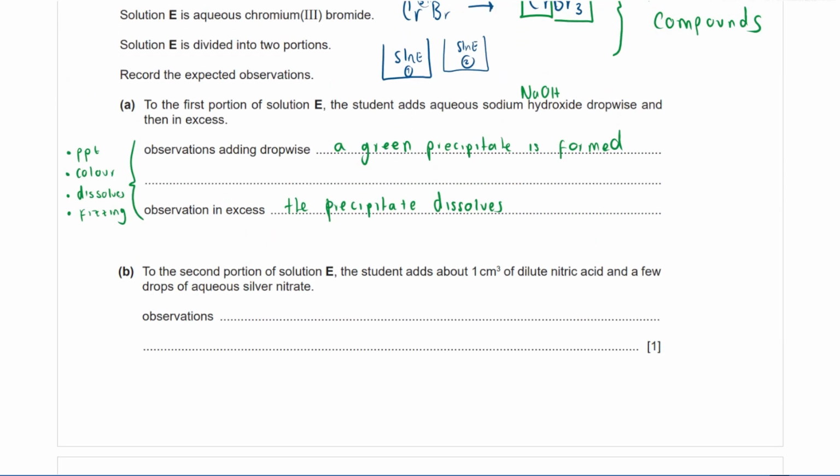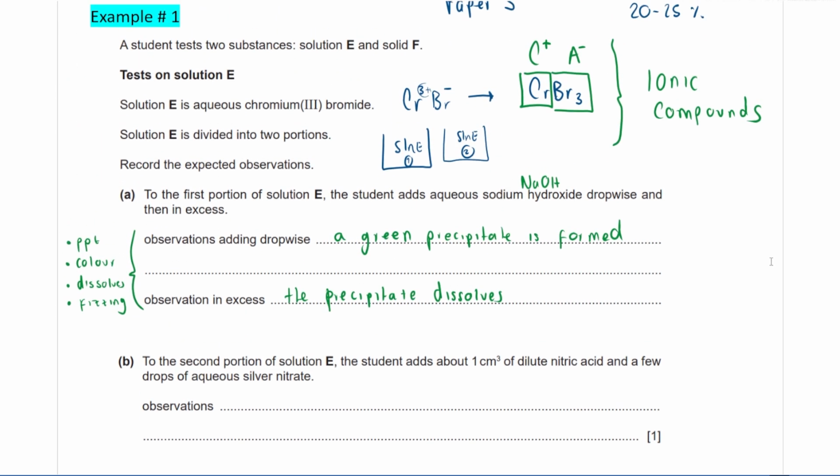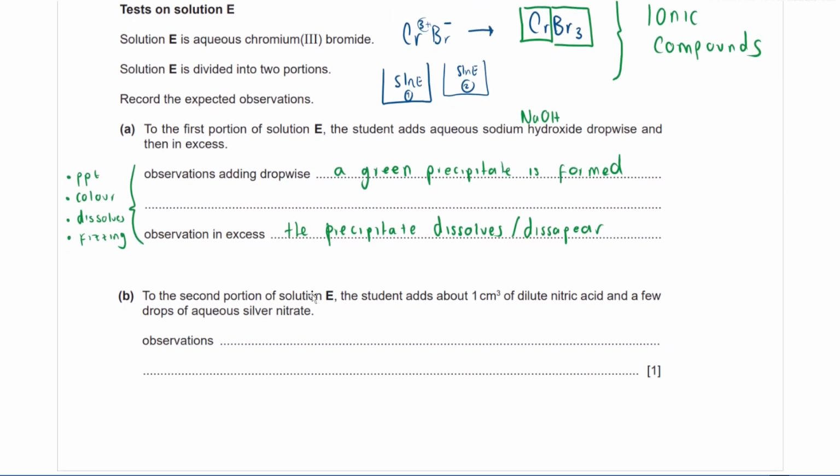You can also put here, remember, the IGCSE wants you to show that you know and understand what's happening. So this is not the only option. You can also say the precipitate dissolves or the precipitate disappears. Okay. Now, let's go to the second portion of solution E.